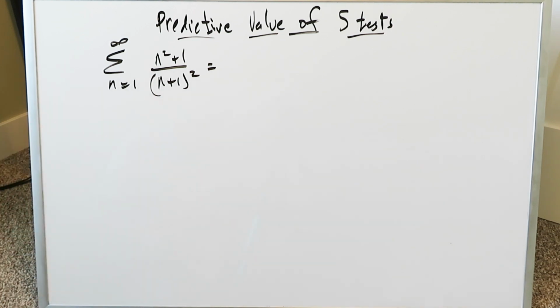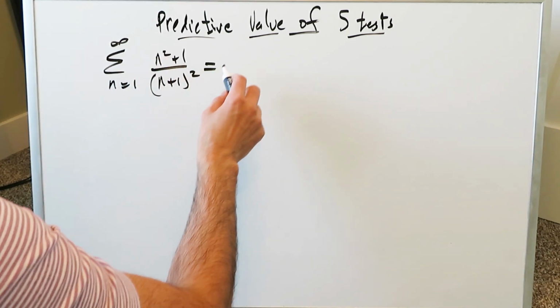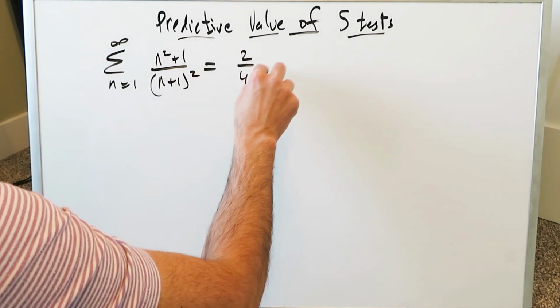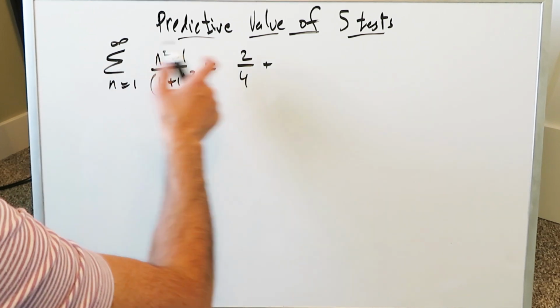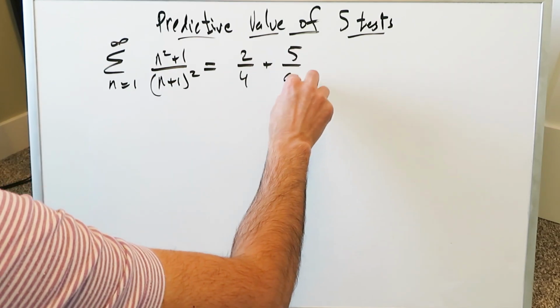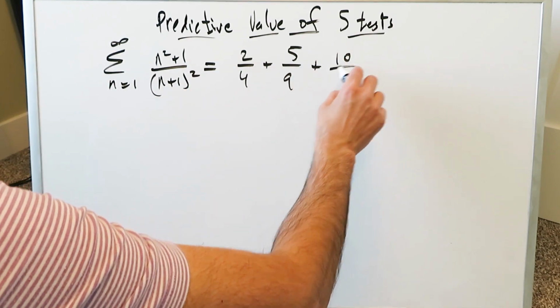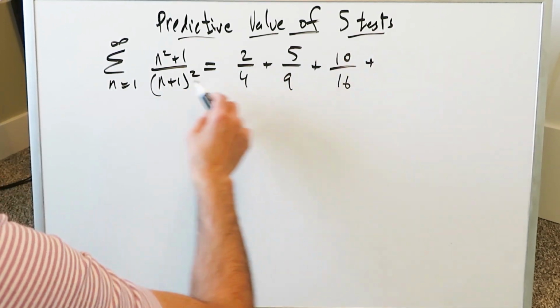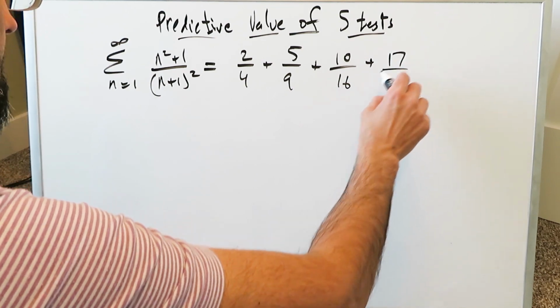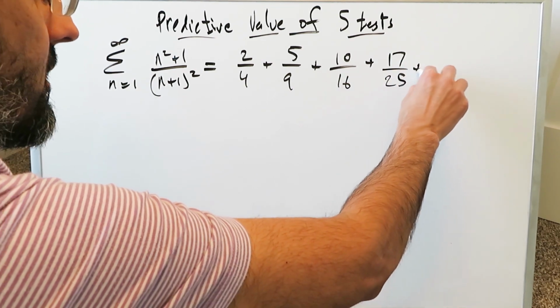From n equals 1 to infinity, (n squared plus 1) divided by (n plus 1) whole squared. What are the potential values here? If n is equal to 1, you're seeing here a 2 over 4. If n is equal to 2, you're seeing here a 5 over 9. If n is equal to 3, you're seeing a 10 over 16. If n is equal to 4, you're seeing a 17 over 25, and on and on.